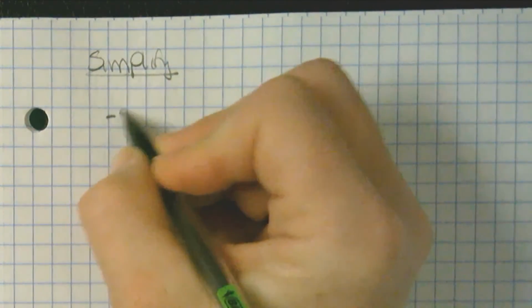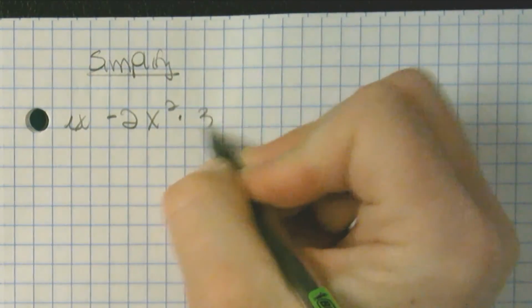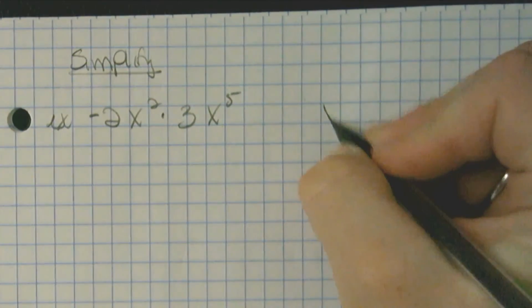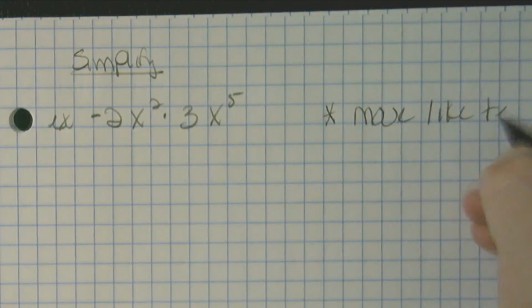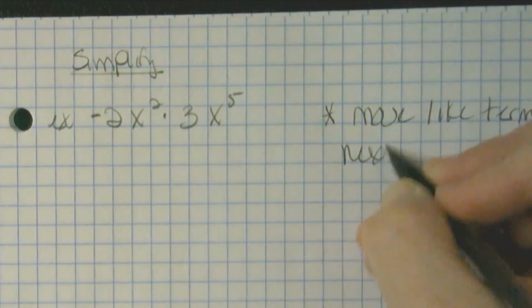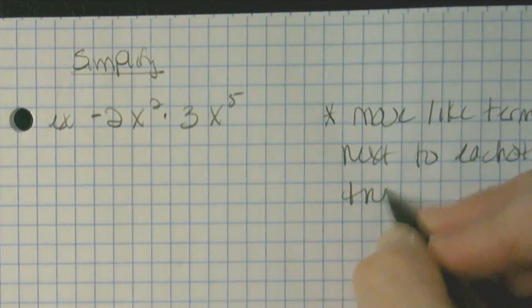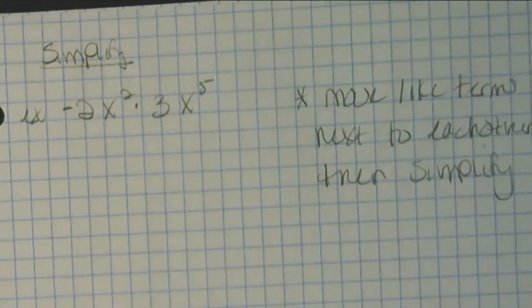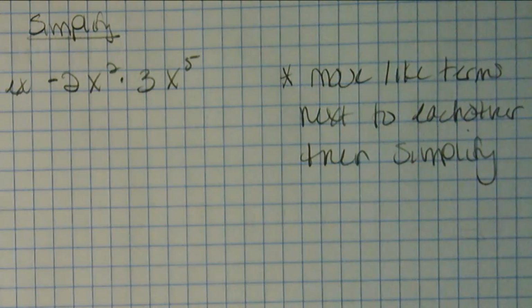Here's my example: negative 2x squared times 3x to the 5th. Again, on this one, you need to make sure you move like terms next to each other, then simplify. So all of you do this. And on your numbers, you're going to actually do the multiplication on those numbers.